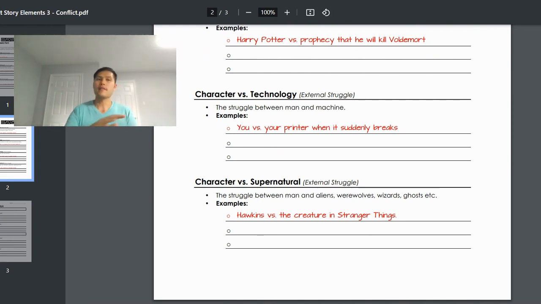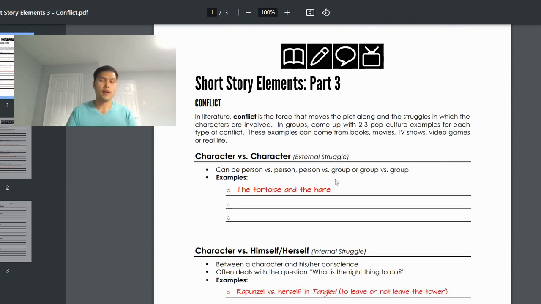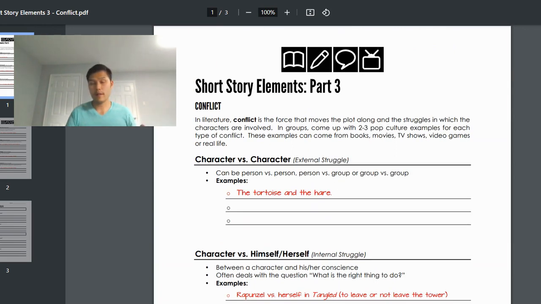The idea is that this short story elements lesson is not a very long one. It's the idea though that you need to learn conflict so that you understand how the story is pushed forward. Being able to identify these different types of conflict really helps you, the student, understand the text at a deeper level.